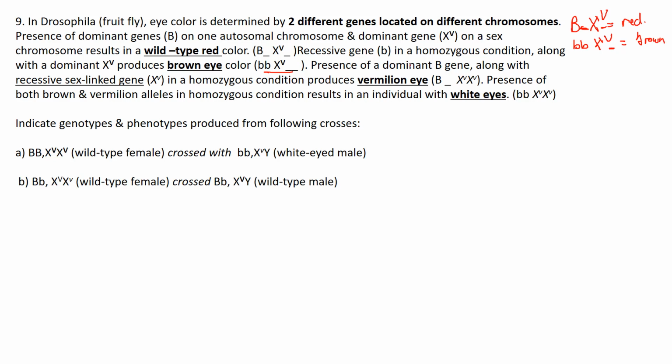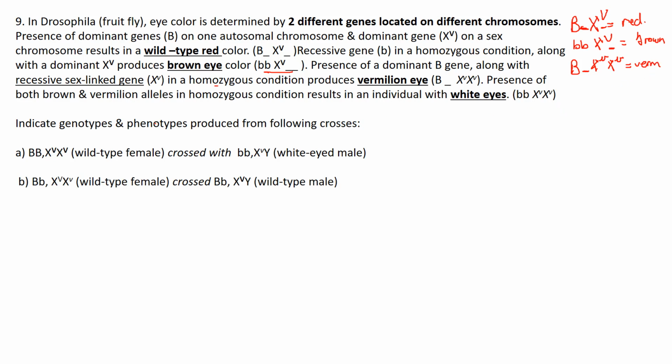And then it says a presence of a dominant B along with a recessive sex-linked gene X with a little v. Now those are supposed to be little v's. I couldn't show a little hook on them. So little v in a homozygous condition is going to produce you vermilion eyes. And there's the legend there. Have to have a capital V, doesn't matter what the other allele is. But if I have two little v's, now I'm going to show the little hooks on them so I don't get them mixed up with my big V's. That's going to be vermilion, I'll abbreviate that.